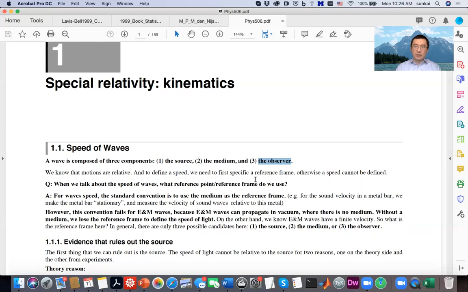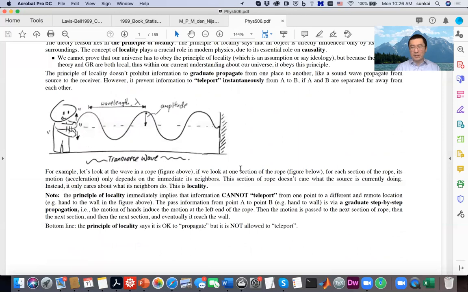It's always relative to the medium. Why is this one special? Why should this one be the observer? Okay, so that was one of the main reasons that people don't think that is right.